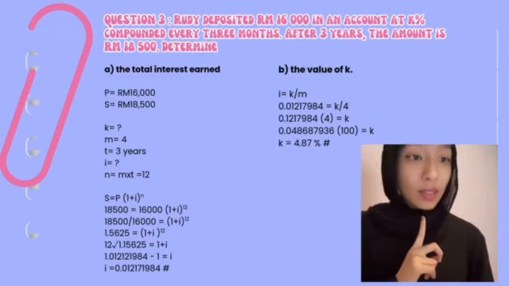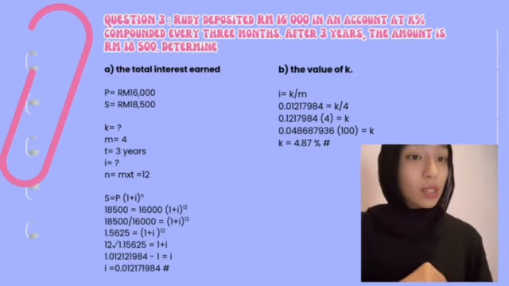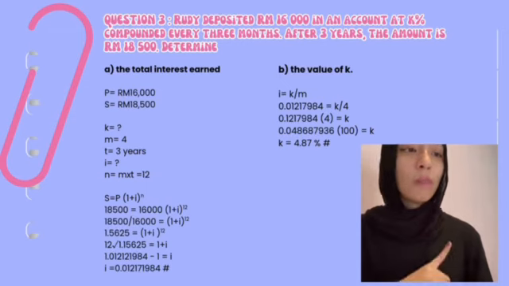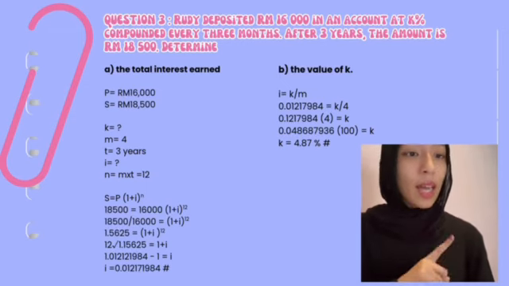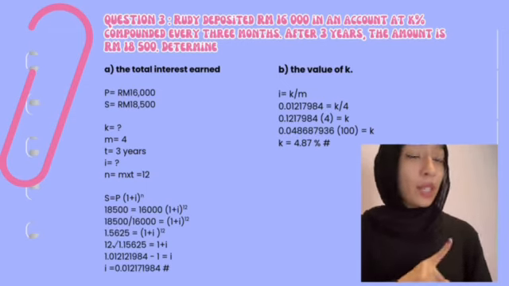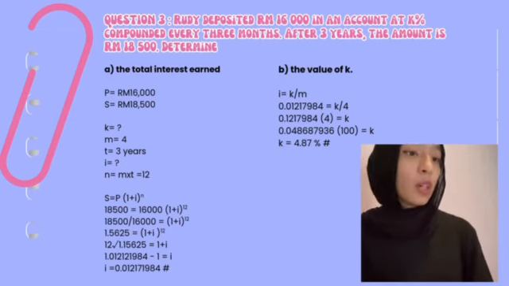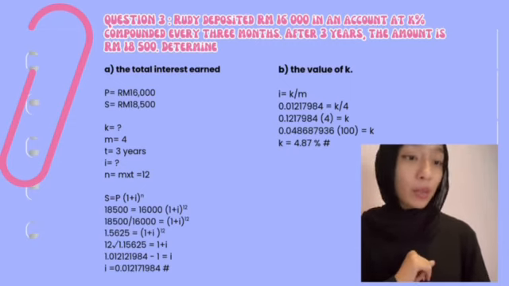To find the interest rate, we're going to use again the compound interest. S equals P multiplied by open bracket 1 plus I close bracket raised to the power of n. S means the future value of compounding. P is the principal, I is the interest rate per compounding period, n is the number of compounding periods. 1 plus I raised to the power of n means the money grows repeatedly over each compounding period.